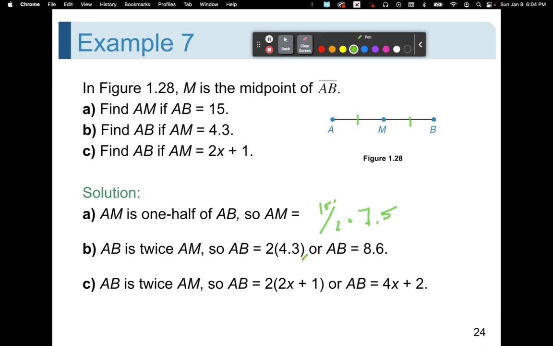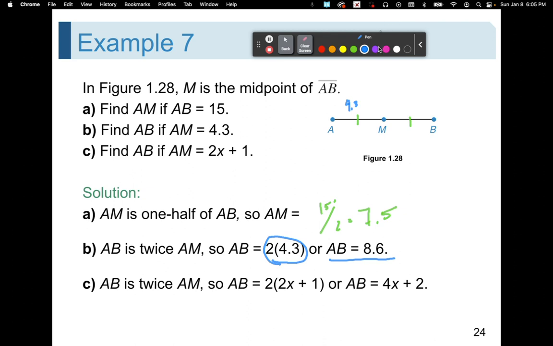All right. Same thing here if we go the other way. So what if I said that AM is 4.3? Well, we know that these segments are equal, so we can find the distance of AB by multiplying that 4.3 by 2 and find out that AB is 8.6.